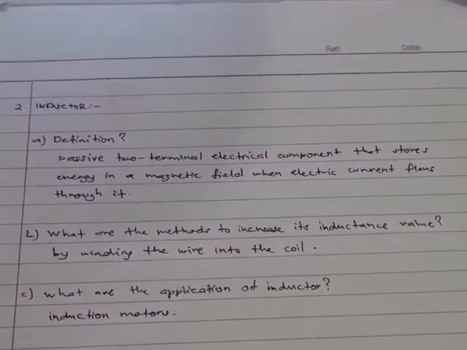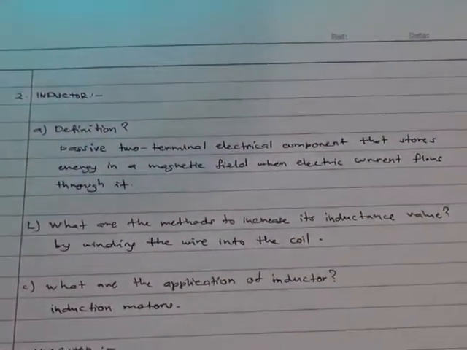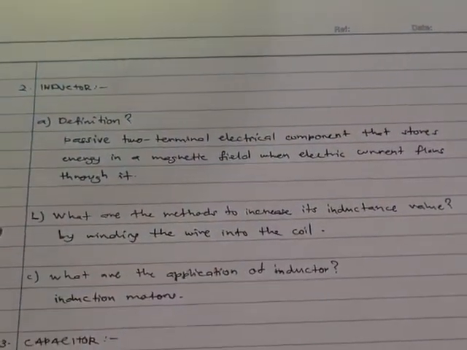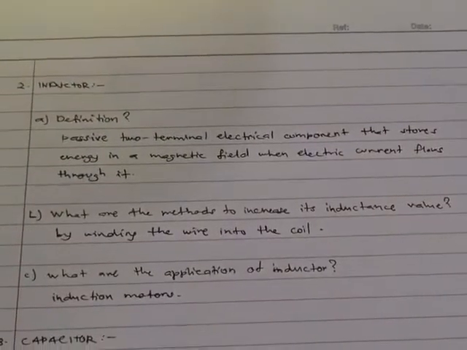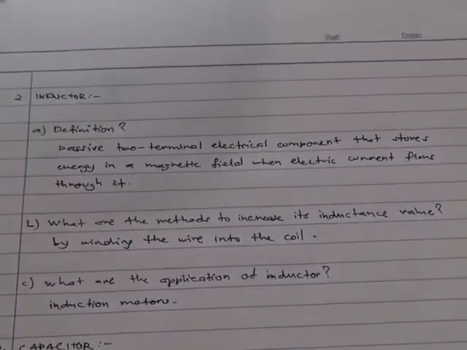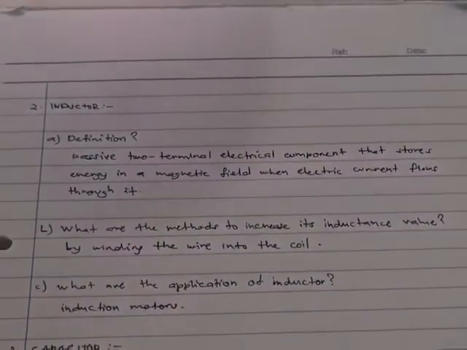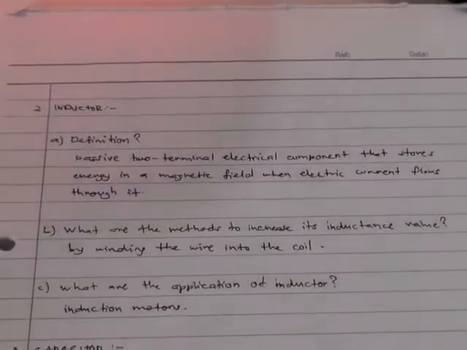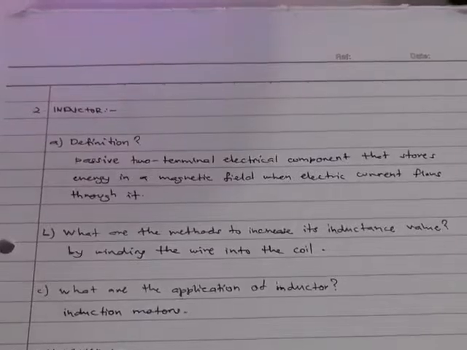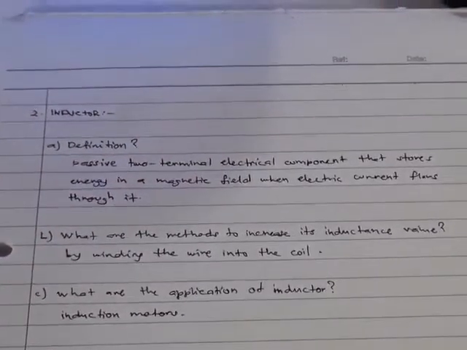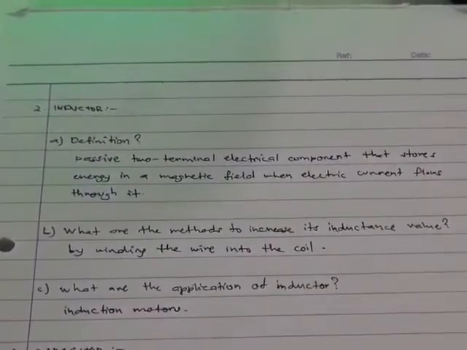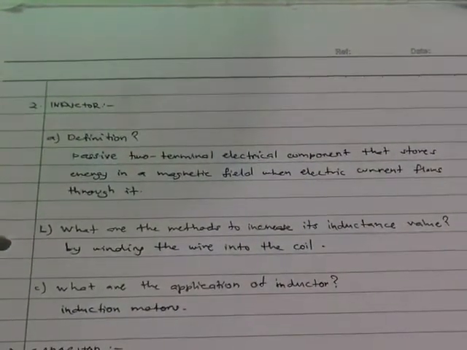Okay, so the first question is the definition of inductor. What is an inductor? An inductor is a passive two-terminal electrical component that stores energy in a magnetic field when electric current flows through it. The next question is, what are the methods to increase its inductance value? We can increase its inductance value by winding the wire into a coil. Also, we can increase the coil turns and increase the cross-sectional area of the magnetic core.